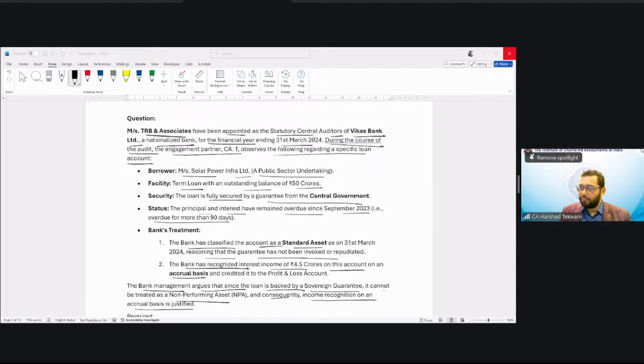And the interest has been recognized on accrual basis, which also is not appropriate. Yes. Okay. It should be done on the receipt basis in this case. So interest recognized on accrual basis, that is also not correct. Okay. Any other answers apart from this one?